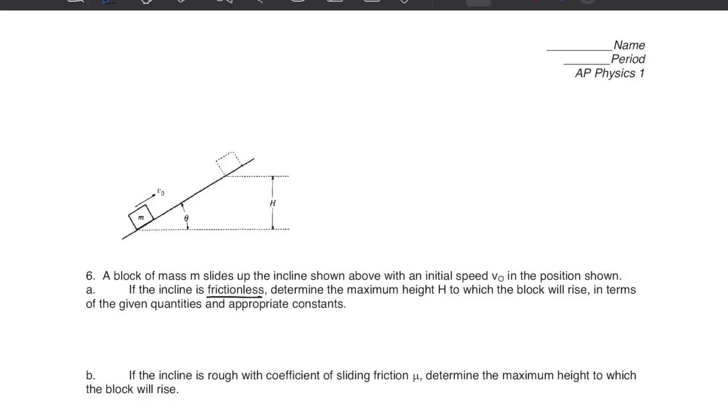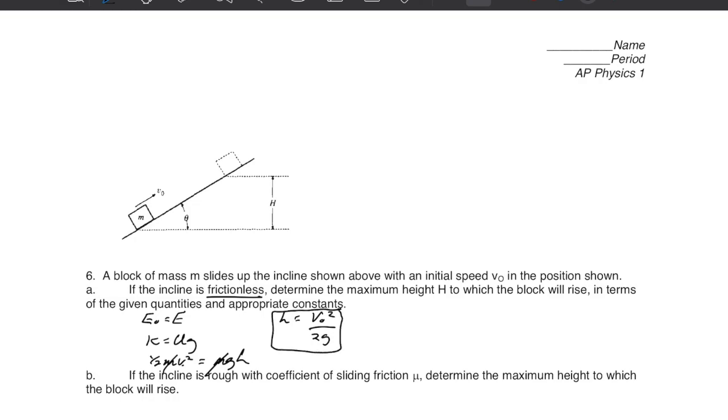A block of mass m slides up an incline shown above with an initial speed of v naught. The incline's frictionless, so we know the initial energy is equal to the final energy. So E naught is equal to E. Our initial energy is kinetic energy, which is equal to the final energy of gravitational potential. 1/2 mv squared is equal to mgh. Masses cancel on each side. Now we're just going to solve for the height, which would be dividing the g to the other side: v naught squared over 2g.